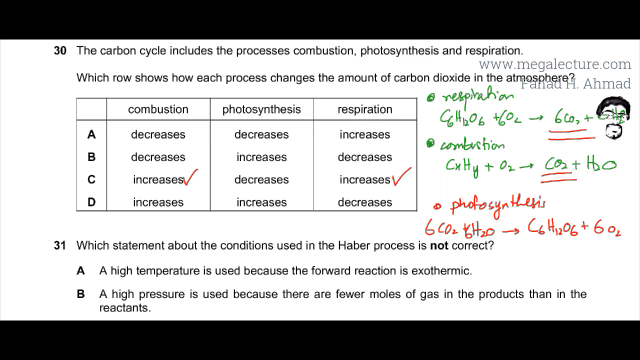And this last one, photosynthesis, does the opposite. It takes in carbon dioxide, takes in water, and ends up forming glucose and oxygen. So it consumes all the carbon dioxide, and the carbon dioxide gets converted into oxygen back again. So this is the process which decreases the amount of carbon dioxide. So option C is going to be your correct option for this question.